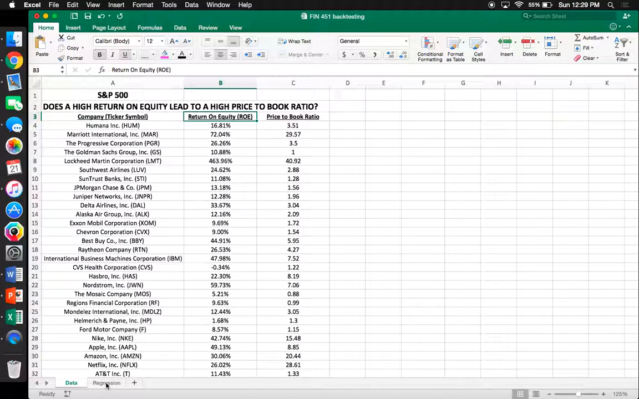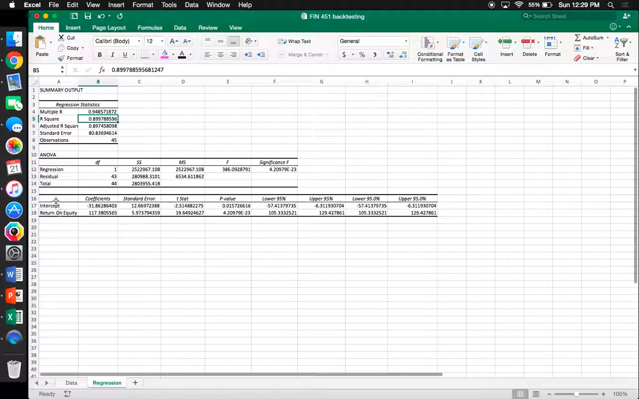Like I said earlier, to test my hypothesis, I ran a regression. If we look at this number right here, we can see that the R squared is nearly 90%. This is saying that 90% of the variation in the Y data is due to variation in the X data. Having a high R squared shows that my data points are very close to the line.